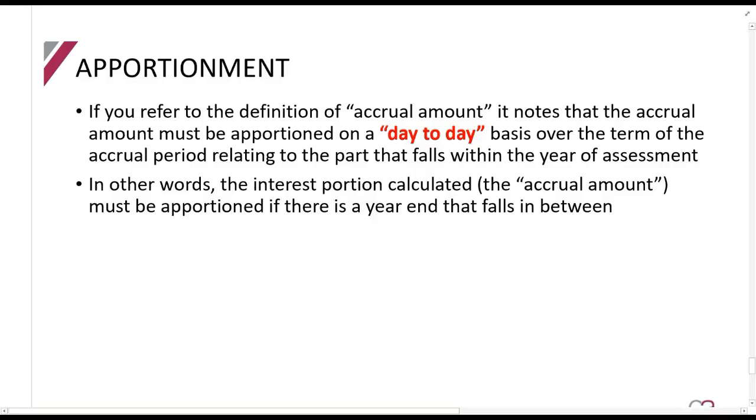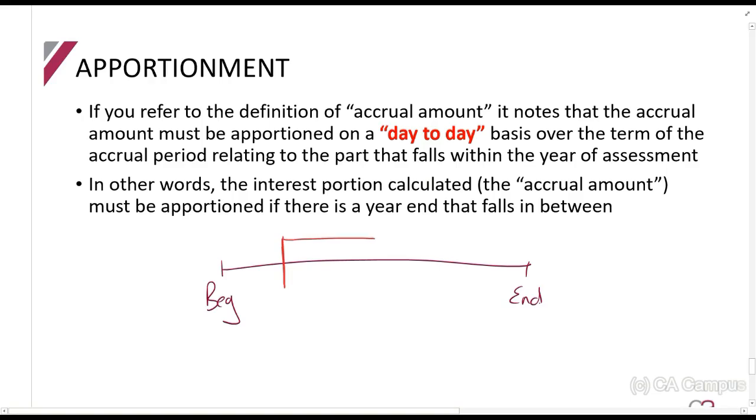When we refer to apportionment under section 24J, this is probably the one section where it is a little bit different from what you've seen in a subject like management accounting. Basically, what this refers to is that if this is the beginning and this is the end of your tax year, you might enter into contracts or instruments that run for a different period than your tax year.